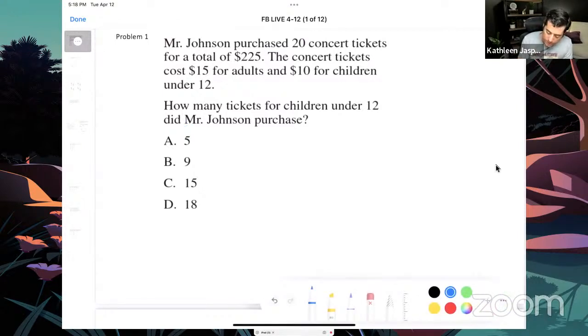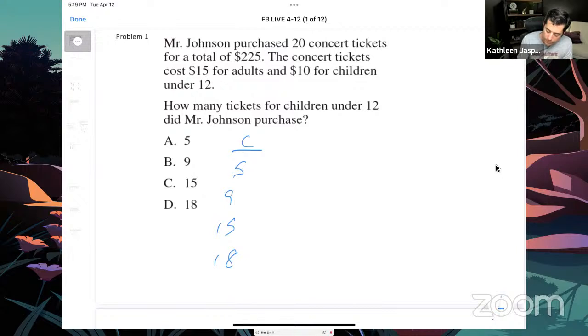So I know that I have children's tickets and they are 5, 9, 15, and 18. Well, then I have adult tickets here. This number is the amount of tickets I have. So if your possible choices are 5, 9, 15, and 18, that means the only possible choices for adult tickets are 20 minus whatever these are. So 20 minus 5, that means 15 tickets. This is going to be 11 tickets. This is going to be 5 tickets. And this is going to be 2 tickets.